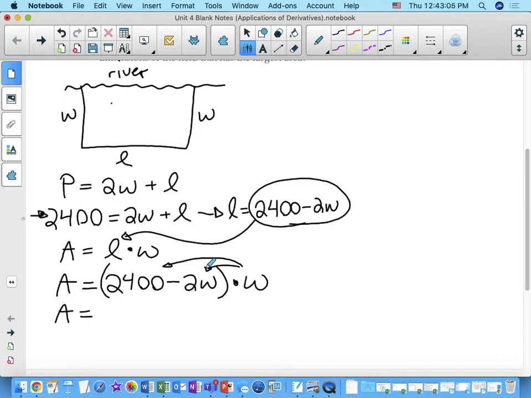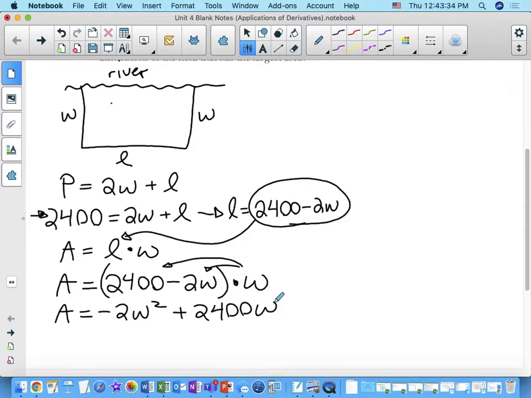And that is a quadratic function, which makes sense, right? If you're thinking about area, you're multiplying two things together, it's going to be a quadratic function. So negative 2w squared plus 2400w. Okay? So in Math 31 and in Math 20-1, up to here would be the same. You'd have to do this point.